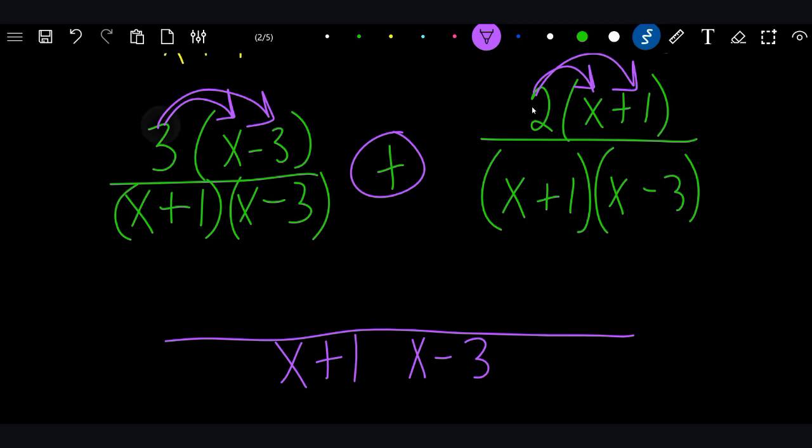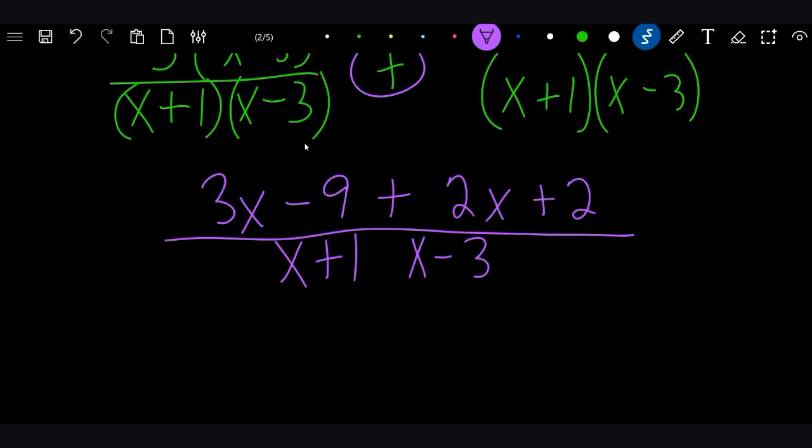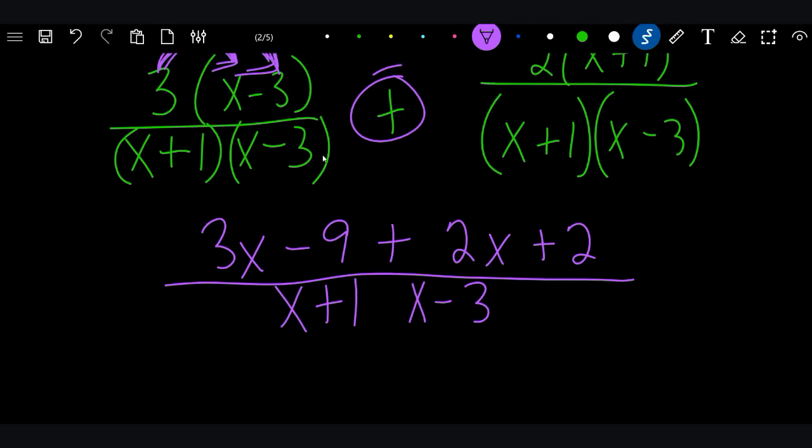So how do we do that? Well, distribute the 3 to the x, and we get 3x. Distribute the 3 to the negative 3, and we get minus 9. Plus. Distribute the 2 to the x, and we get 2x. Distribute the 2 to the 1, plus 2. Now what we want to do is combine our like terms.